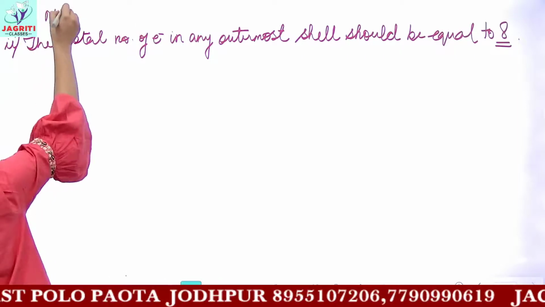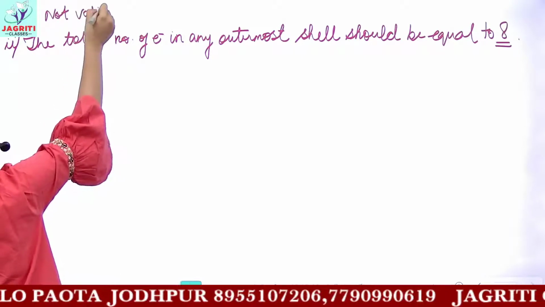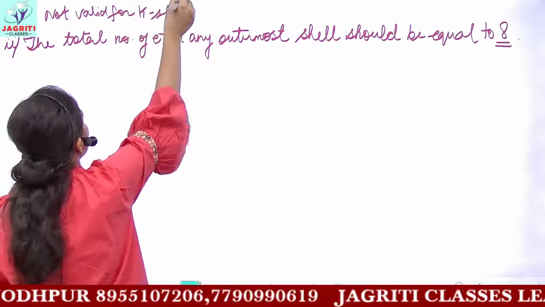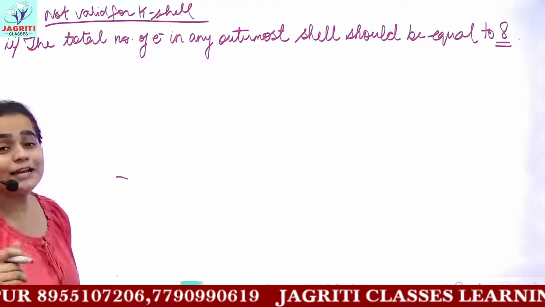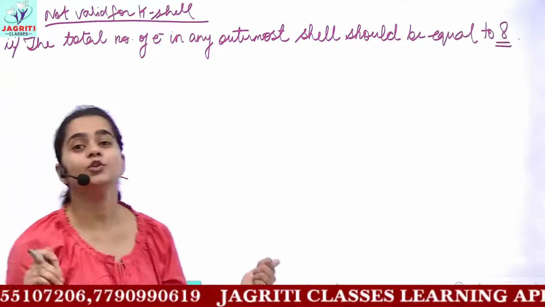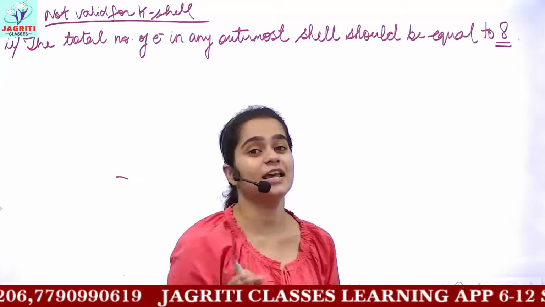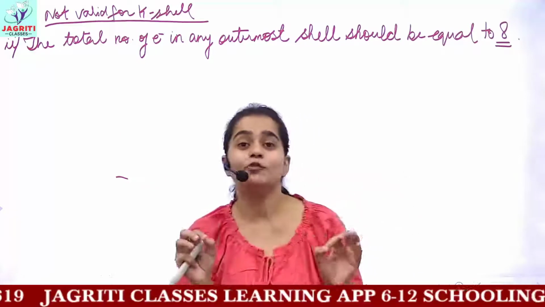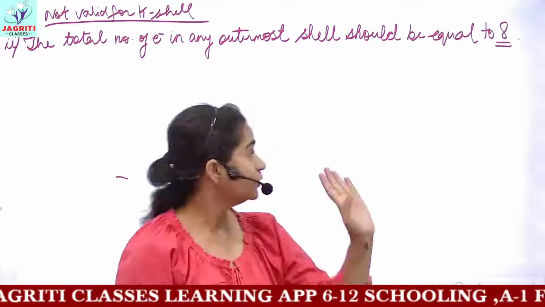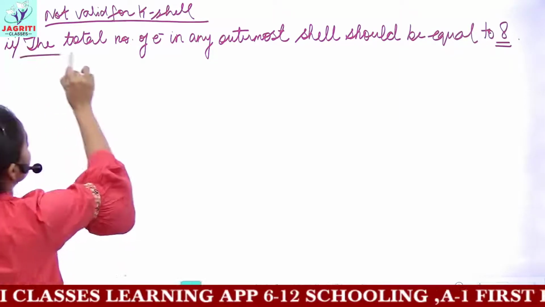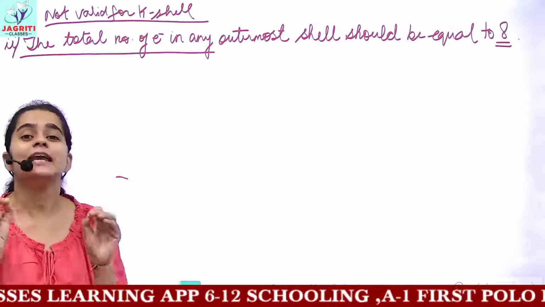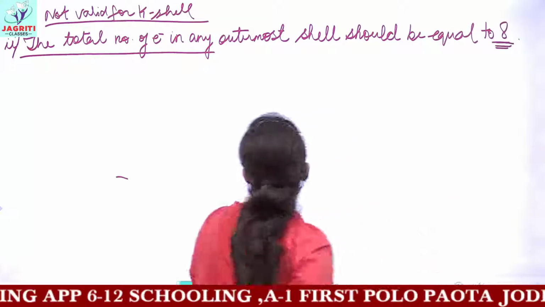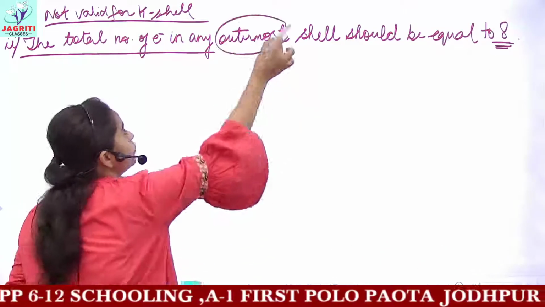But remember, this rule is not valid for the K shell. Only the first rule was valid for the K shell. And now we'll discuss the second and third rule. Both rules will not be valid for the K shell. That is, the total number of electrons in the K shell would always be 2. Okay, no need to remember it. And the total number of electrons in any shell except the K shell will be equal to 8 if this shell is the outermost shell.